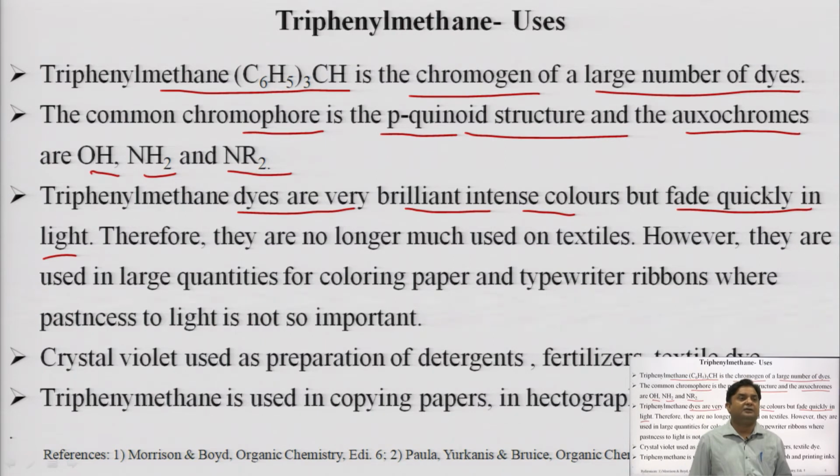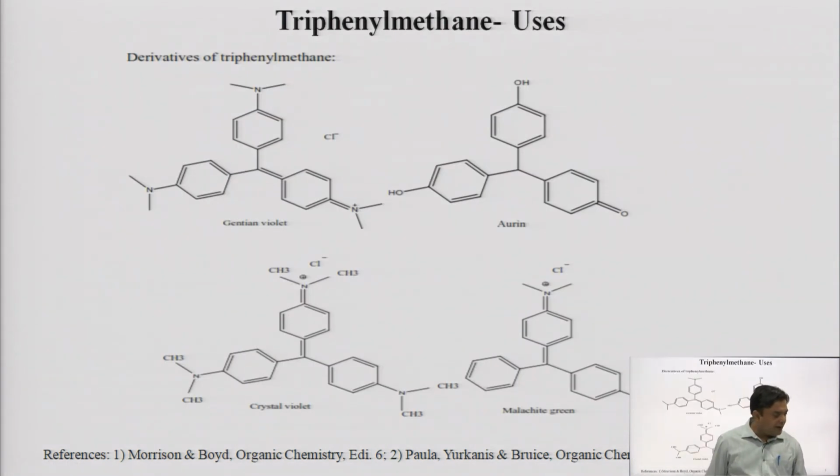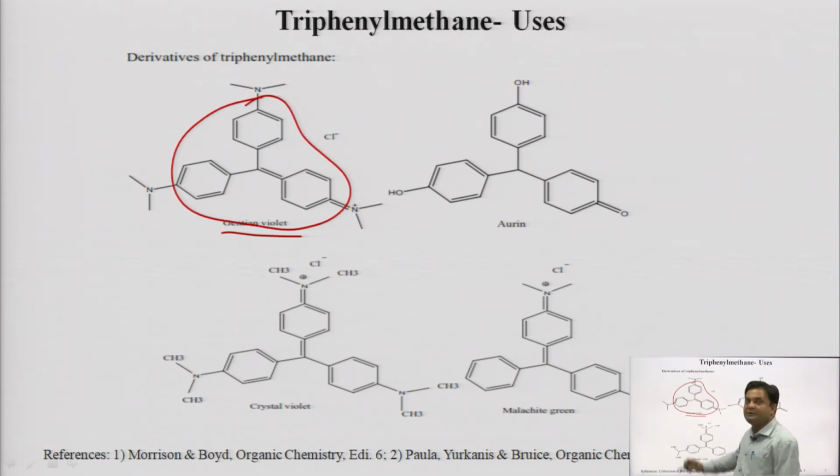Crystal violet is one example of triphenyl methane dyes. It is used in the preparation of detergents, fertilizers and textile dyes. Then triphenyl methane is also used in copying papers, in hectograph and printing inks. Then these are all the derivatives of triphenyl methane which are used as dyes. The most important is gentian violet. As you can see there, the triphenyl methane backbone is present in the case of gentian violet.